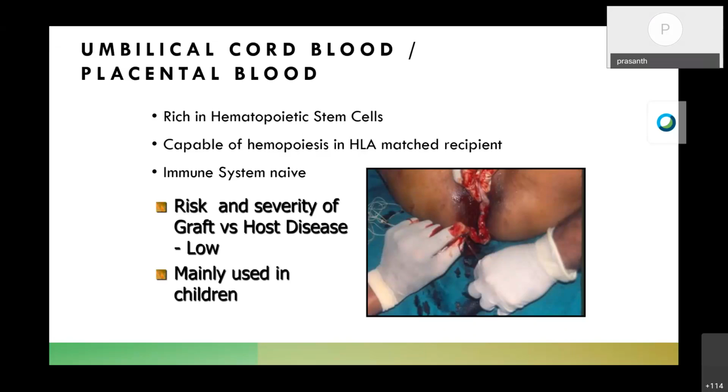You don't have to call the donor and harvest him at that point of time. However, the quantity which you actually get from this is quite low. So there's a lot of problem. It's mainly useful only when you do transplants in very small children below 5 years. It's quite challenging to do umbilical cord blood transplants for adults.